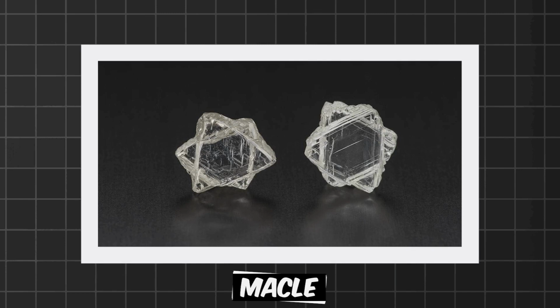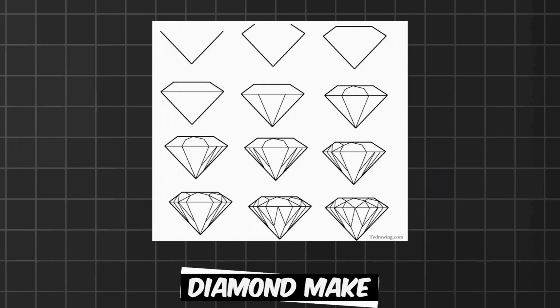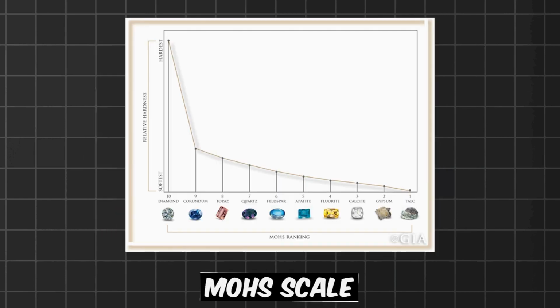Macle, a flat triangle-shaped natural diamond caused by the so-called spinel twinning of an octahedral stone. Make, the finish or variation applied to a cut by a particular diamond manufacturer. Makeables, rough diamonds that can be cut and polished without preliminary sawing or cleavage. Mohs scale, a simple numerical scale of hardness which ranks every gemstone, with 1 being the lowest and 10 being the highest.